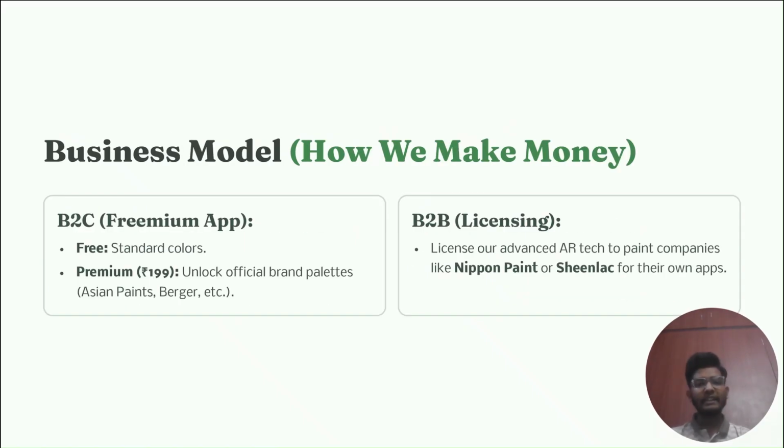Business model: how we make money using this app. B2C and B2B, two concepts. Freemium: free standard colors. Anything specialized, texturized or design-based is premium. Unlock official brand palettes like Asian Paints, Berger, etc., paint companies available in our country. And then B2B licensing: license our advanced AR tech to paint companies like Nippon Paint or Shalimar for their own apps. They have their own apps.